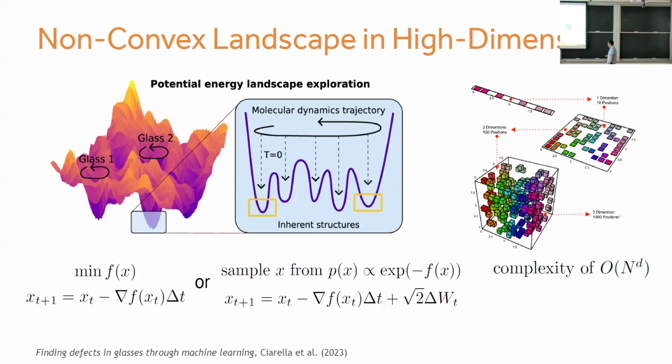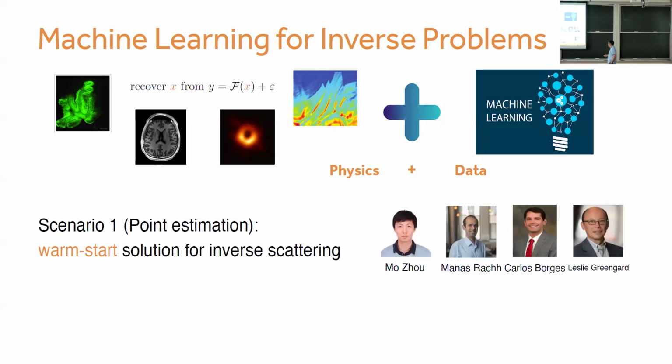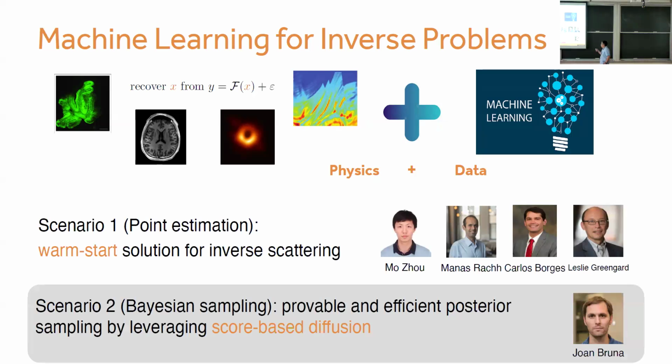Recently, we know machine learning or deep learning has become a very powerful tool for high-dimensional computational problems. Inverse problems are very suitable for machine learning because their formulation, as you see, naturally involves both data and physics. And across the whole community, there are a lot of works showing the strengths of using machine learning to help solve inverse problems, for both scenarios of point estimation and Bayesian sampling.